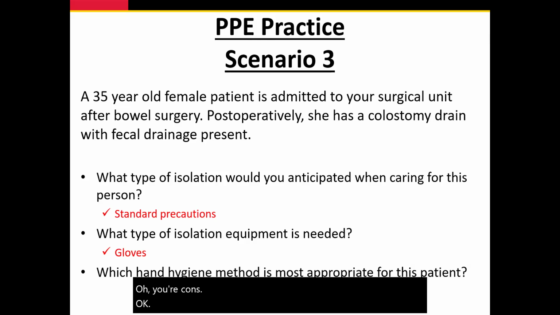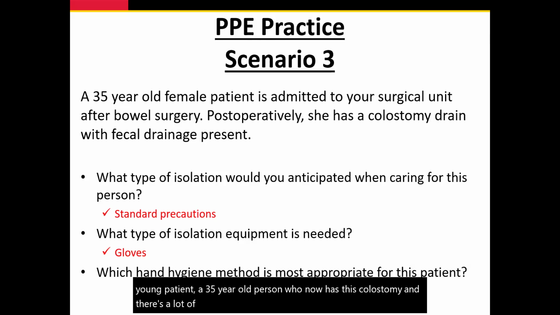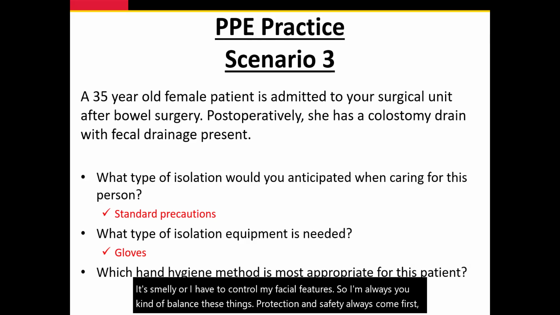One of the things that we think about too is that this is a relatively young patient, a 35-year-old person who now has this colostomy. And there's a lot of body image concerns that can happen when people no longer eliminate in the traditional fashion. So I like to make sure I stay protected, but I'm also aware that I don't want to message to the patient that it's smelly or that I have to control my facial features. So you kind of balance these things. Protection and safety always come first, but you also think of the psychosocial needs of a patient with a new colostomy.